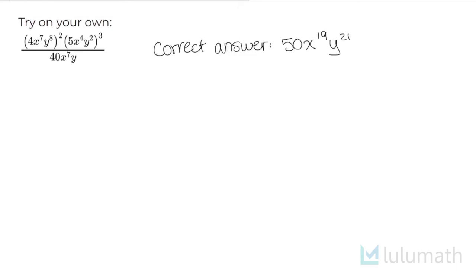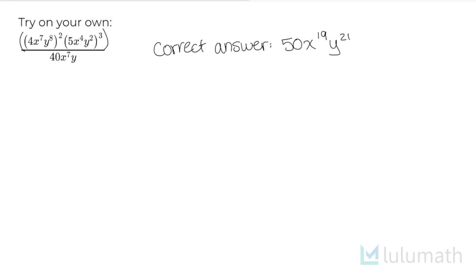So the correct answer should be 50 x to the power of 19 y to the power of 21. If you got that right, awesome, you're all set with this video. If you got it wrong, no worries at all. Remember, the way you learn best is by making mistakes and understanding what your mistakes are. So follow along with the explanation, and if you have any questions, make sure to reach out.